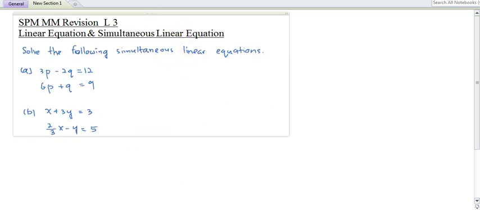Okay, for this part, I will be talking about simultaneous linear equations. Just now, we only had linear equations in one unknown, which is to find the value of the unknown. Now, if this is a linear equation in two unknowns, we need to find the values for the two unknowns. So we need two equations. So let's go to part A.